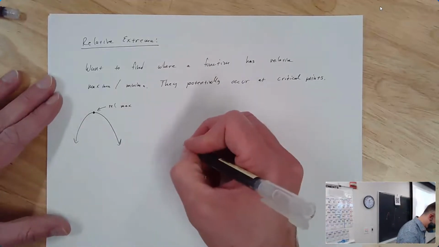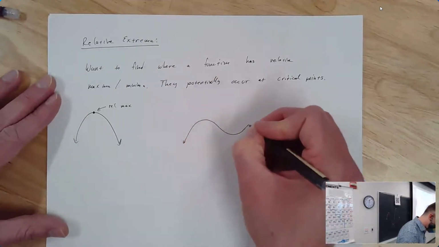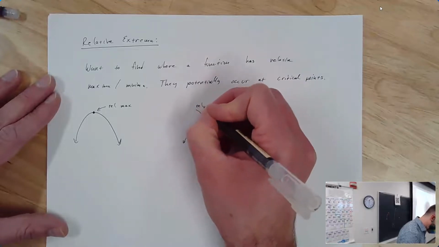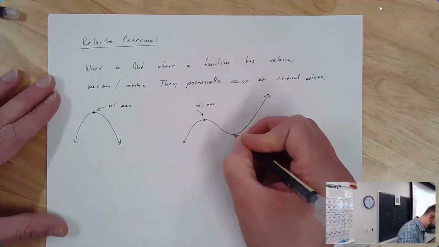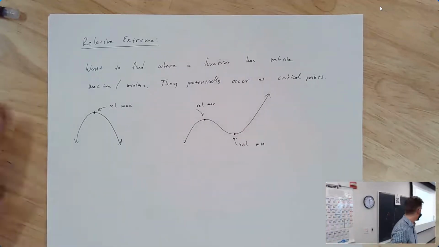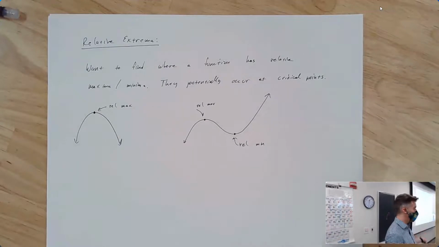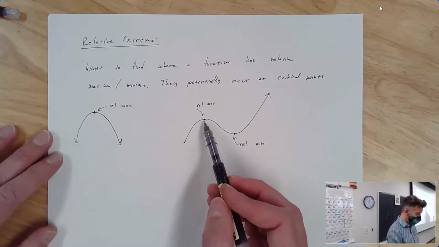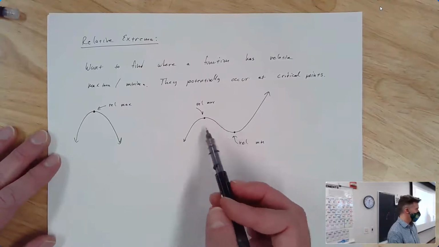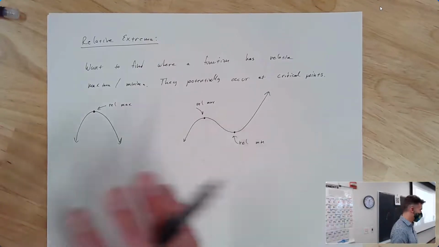Or if I graph something like this, here we have a relative maximum. Here we have a relative minimum. You can say local or you can say relative. They're fairly interchangeable. People do interchange them all the time. I will say them both all the time. Relative meaning I'm bigger than the stuff relative to me, close to me. Local meaning I'm bigger than the stuff that's local to me, or local to the point.